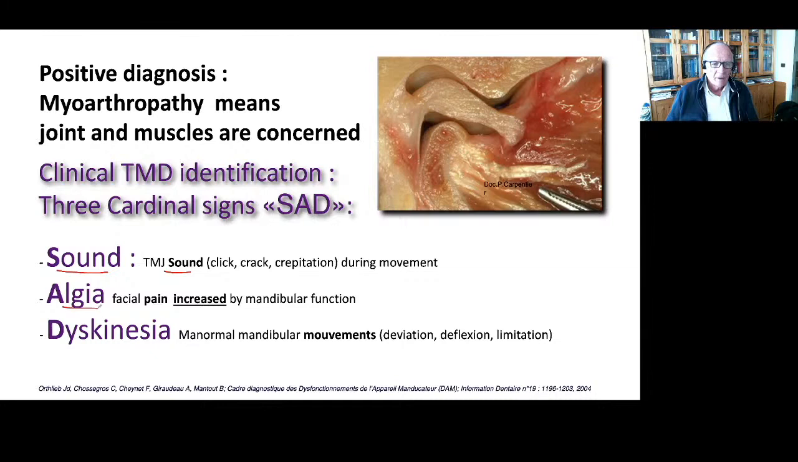Algia, pain, but not all the pain on the face. Pain increased by mandibular function. That is a positive sign of TMD. And dyskinesia. It is abnormal mandibular movement, deviation, deflection, limitation. When you have a deviation of the open movement, when you are opening like this, you have a TMD.